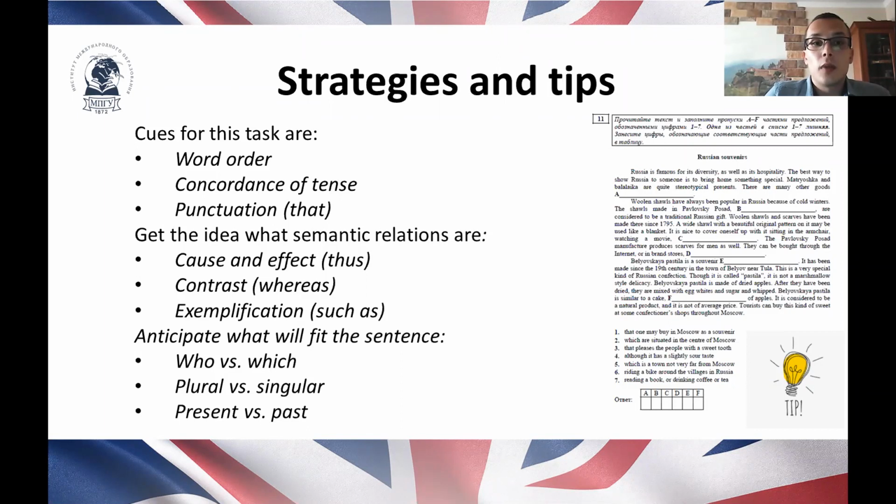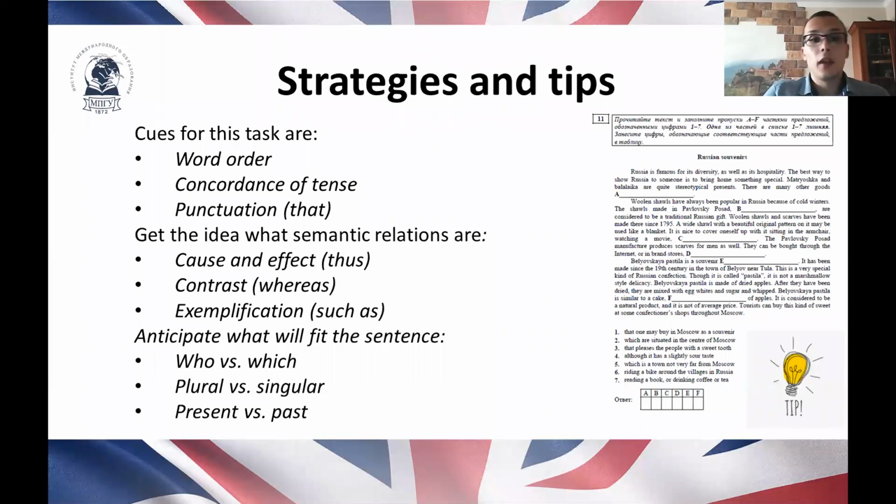Also, semantic relations can be included in the text, like cause and effect. That's why we need linkers: thus, therefore, as a result. So for cause and effect, you have to understand what's the meaning of this part. Or maybe it is a contrast, and it's better to put "whereas" if we put it in the element. Or maybe it is an example, exemplification: such as, for example, for instance. Also, the meaning is conveyed throughout the text, and we also should know this.